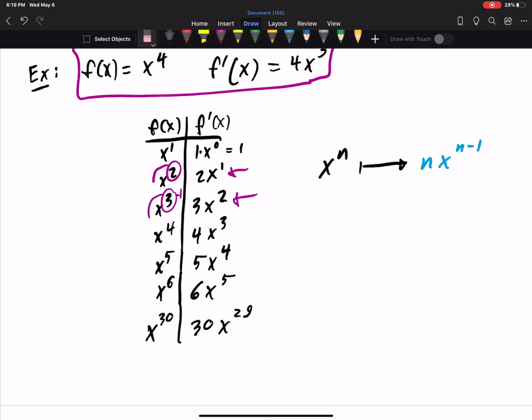So written out, exactly what this is saying here, move the exponent to the front. And I'll also add this little disclaimer, multiplying by whatever's there.